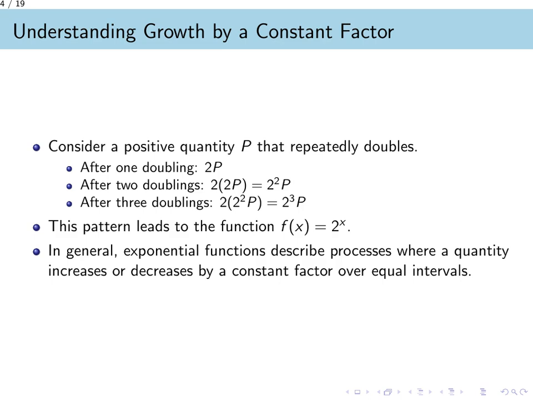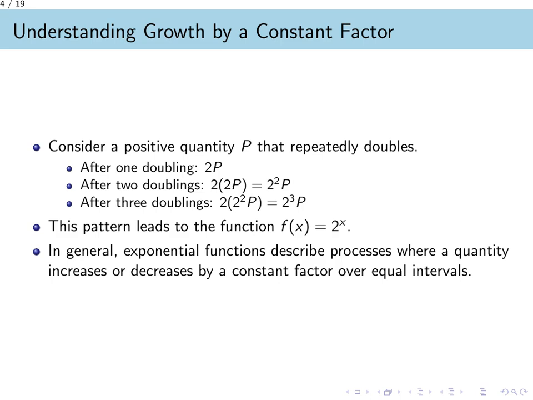Imagine we start with a positive quantity p. If we double it, we have 2 times p. If we double it again, we get 2 times the quantity 2p, which simplifies to 2 squared times p. A third doubling gives us 2 cubed times p. This process shows how the number of doublings, our variable x, appears in the exponent, leading to the function f of x equals 2 to the power of x.